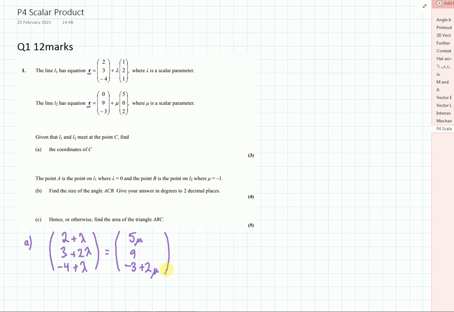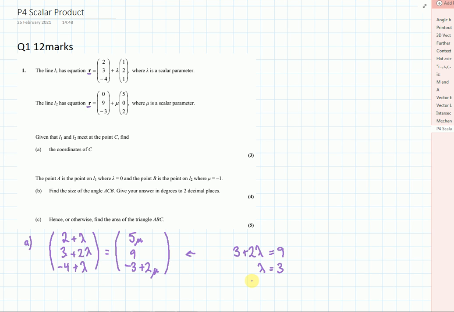Now, normally in this question you would try and solve simultaneous equations to eliminate either mu or lambda. But in this one, they've been particularly nice and given us a value. We can actually solve the equation. So we're going to check and say 3 plus 2 lambda is equal to 9. So lambda is equal to 3. So we subtract the 3 and then divide by 2.